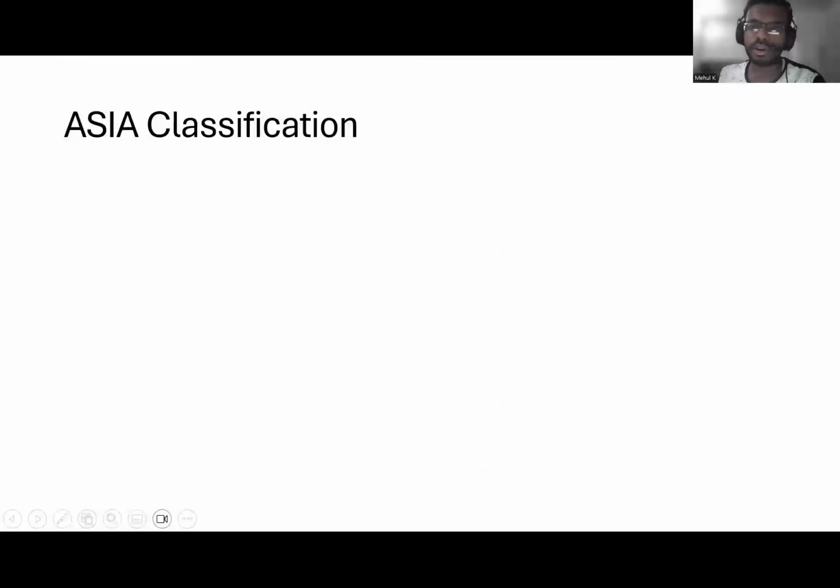Based on this, we'll have a classification into A to E. A is the easiest because it is a complete injury, which we defined as absence of VAC, DAP, and S4, S5 sensation.